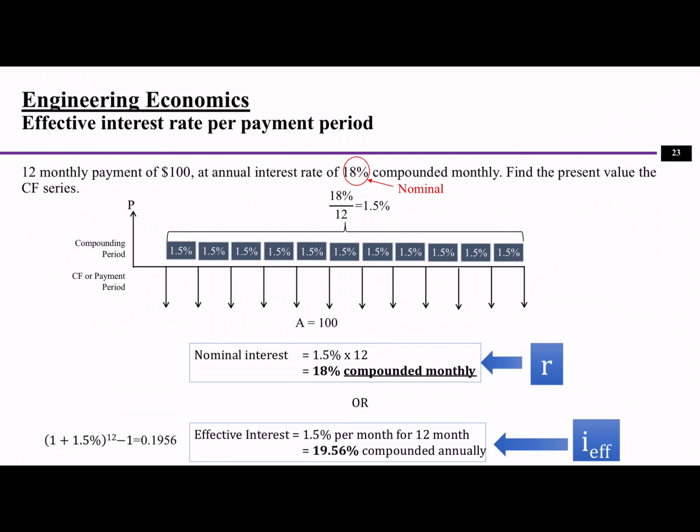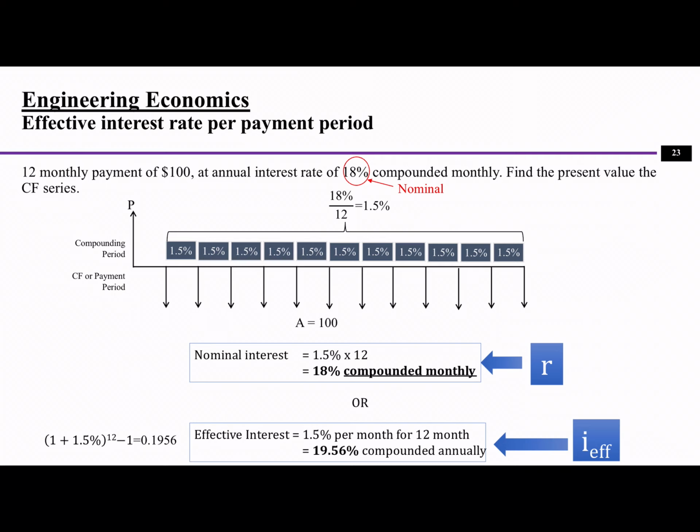So this is the one. Another example shows 12 months of monthly payments of $100 at an annual interest rate of 18% compounded monthly. It asks us to find the present value, right? Find the present value of the cash flow series, right?